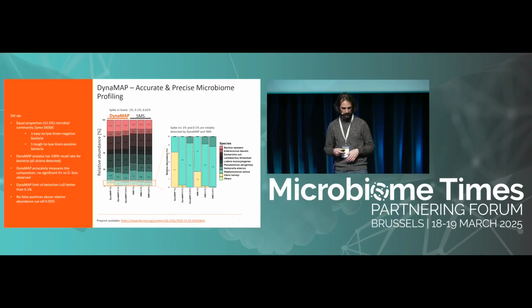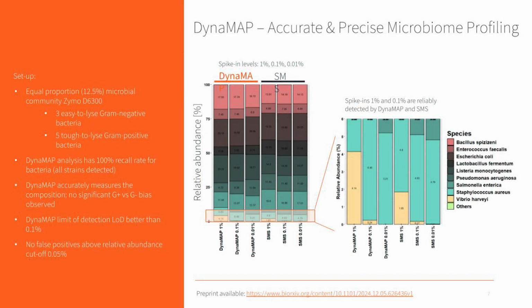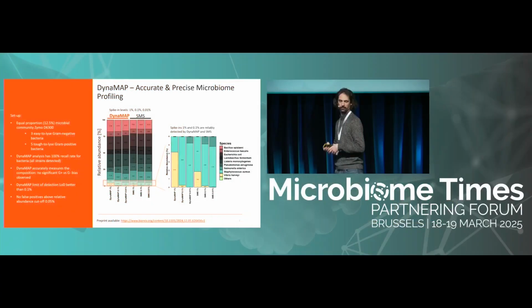So for some validation data now, first of all, we were wondering, does it work at all? We were analyzing mock microbiomes, of course. This is a Zymo mock microbiome that contains 3 easy-to-lyse gram-negative bacteria and 5 tough-to-lyse gram-positive bacteria. And we first tested, can we detect all of them with our extraction protocol for the high molecular weight DNA, with our entire method. And of course, yes, we can. We've got a 100% recall rate on that. There's no significant gram-positive versus gram-negative bias, which is important.